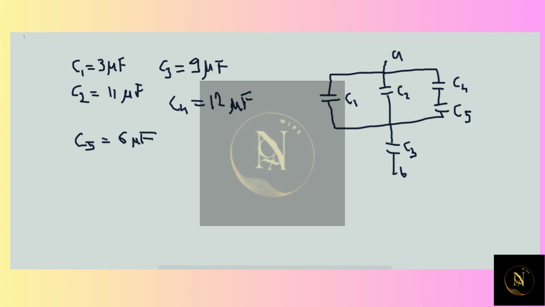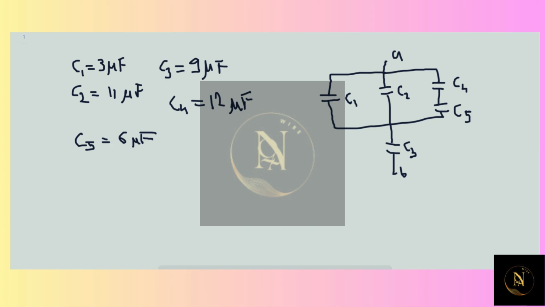And in the problem, it is being asked that if the capacitor C1, which is 3 microfarad, is replaced with some other capacitor with unknown capacitance, let's say X, then when we calculate the equivalent capacitance between the points A and B, it comes out to be 8 microfarad. With this condition, we are required to find the replaced capacitor, that is the value of X.